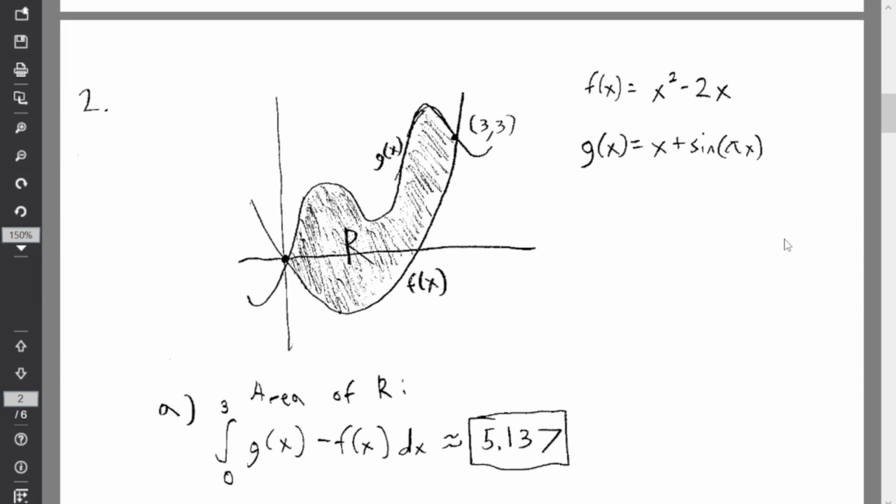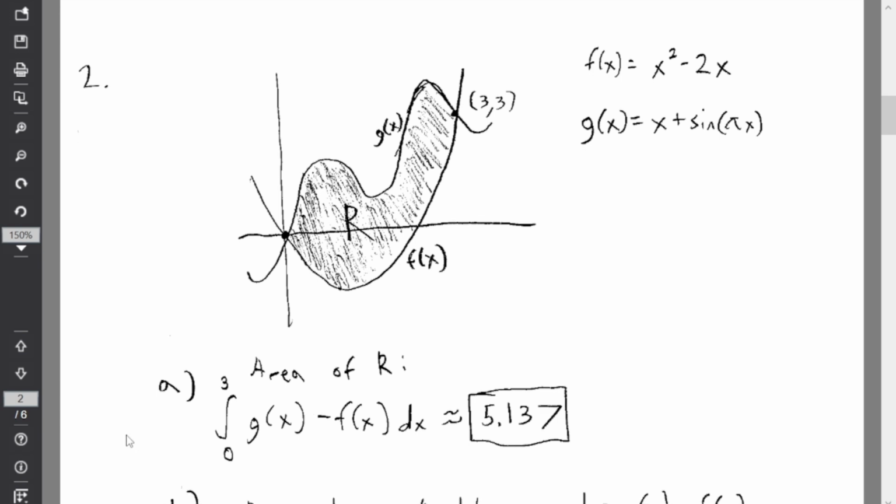If we want the area of R, our integral goes from 0 to 3, because that's our left and right endpoints of the boundary. And then the top curve is g of x minus the bottom curve is f of x, dx. And then put that in the calculator, we get our answer.